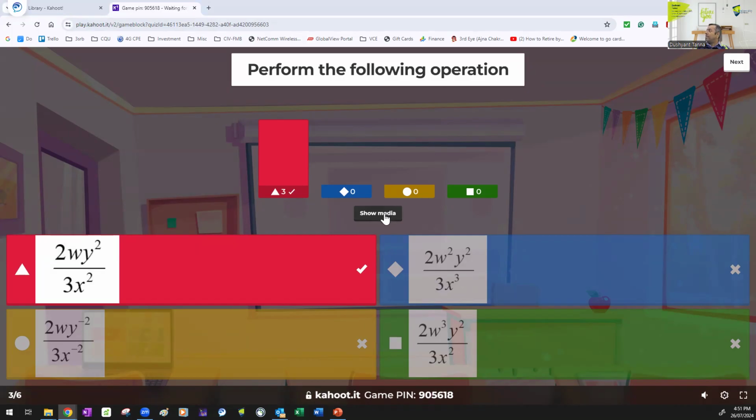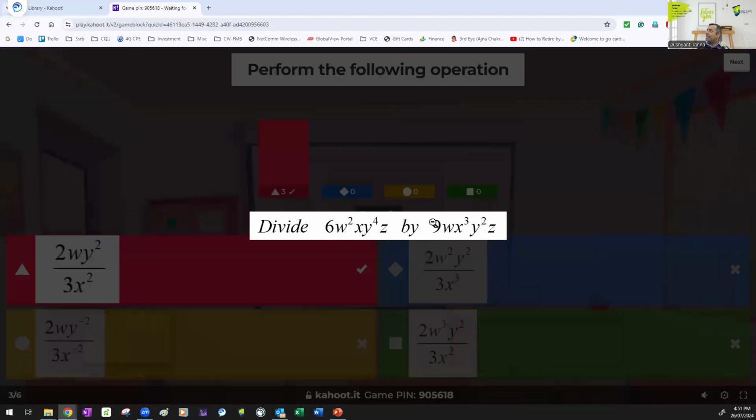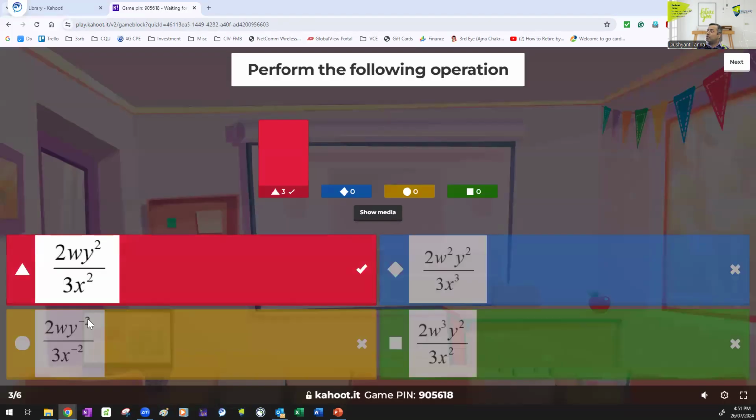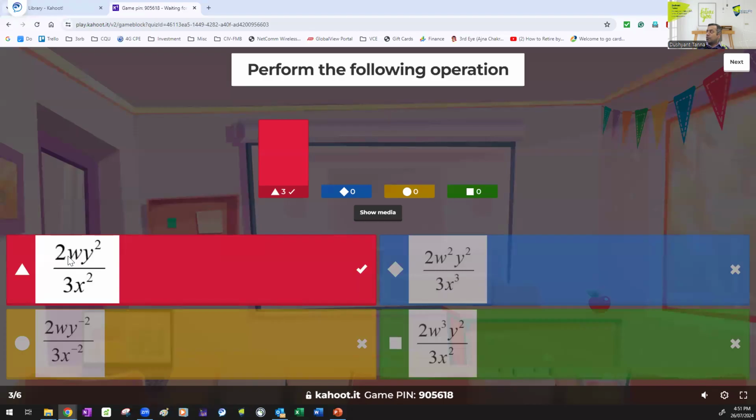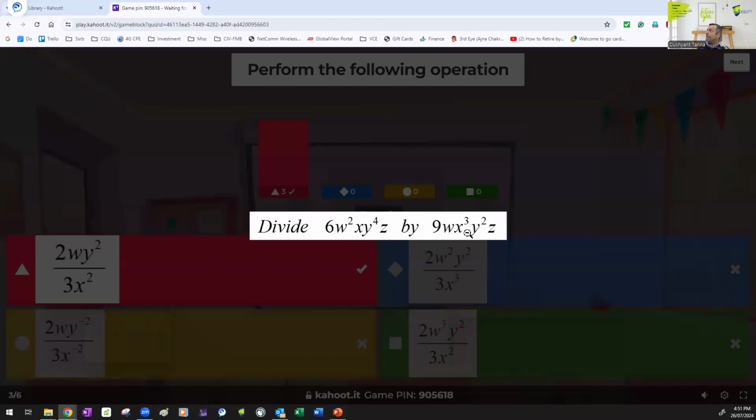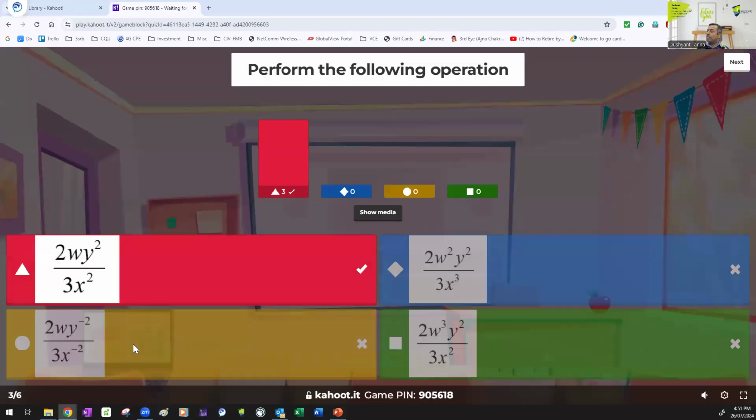Now, again, this is a very easy part. 6 by 9, that's 2/3, which is all the options. So that's fine. W square by W, so W on the top, that's option this or this. These two haven't got W, right? Next bit, x over x power 3, so x square in a denominator, right? X square in a denominator.